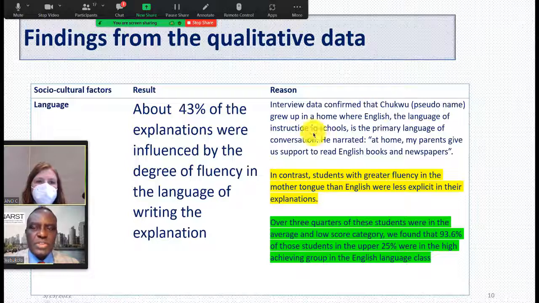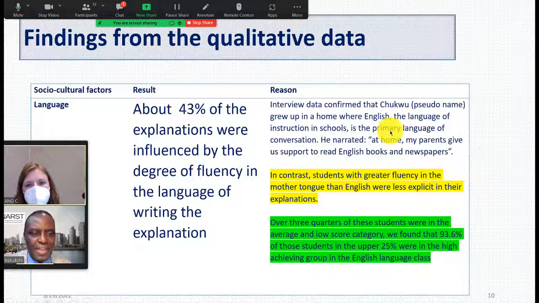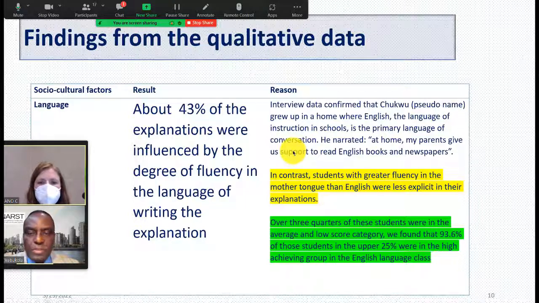So interview data showed, for instance, this person, Chuku, who grew up in a home where English is the language of instruction in schools, is the primary language of conversation. And since he had fluency with the use of English, at home my parents gave us support to read English books and newspapers. So coming to school, he is now able to write, to explain, to convey the meaning, deep or shallow, of what the biological phenomenon was about.